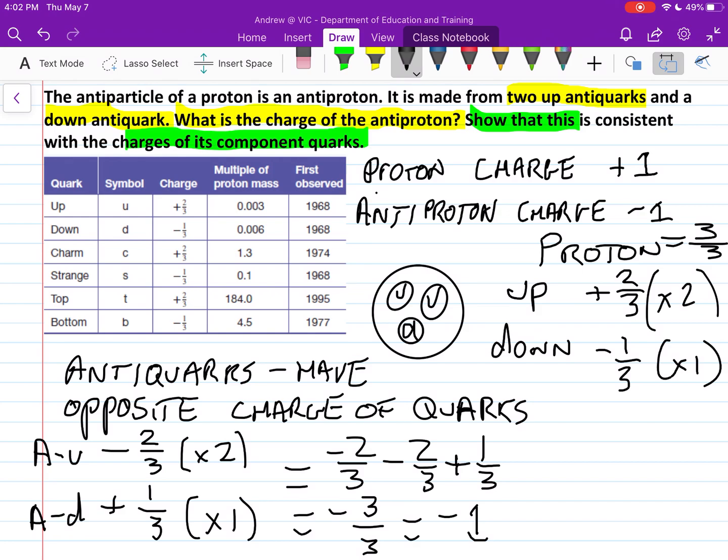So just recapping this question and some important bits that we need to do. First, you need to realize that your proton charge is positive 1. And then you need to realize an antiparticle is the opposite charge. So the antiproton is going to be negative 1. All antiparticles are the opposite charge of their normal counterparts. This is how you figure out our normal proton, with our up and down quarks, and this table is for our normal quarks.